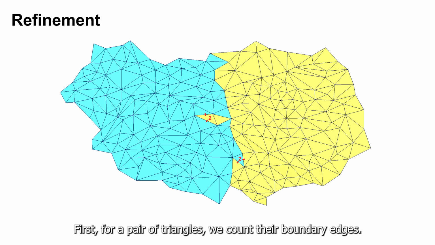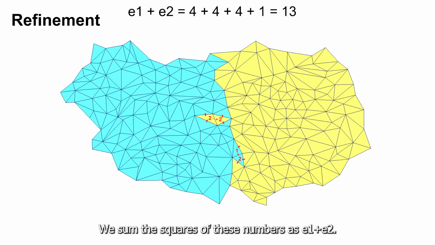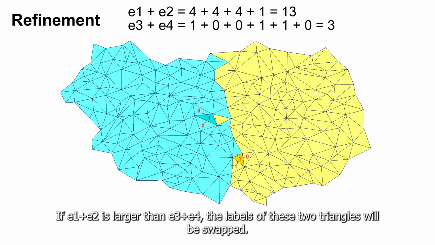First, for a pair of triangles, we count their boundary edges. Then we find their neighbor triangles belonging to the same submeshes and also count their boundary edges. We sum the squares of these numbers as E1 plus E2. Then we assume the swapping action happened and do the same calculation to get E3 plus E4. If E1 plus E2 is larger than E3 plus E4, the labels of these two triangles will be swapped.